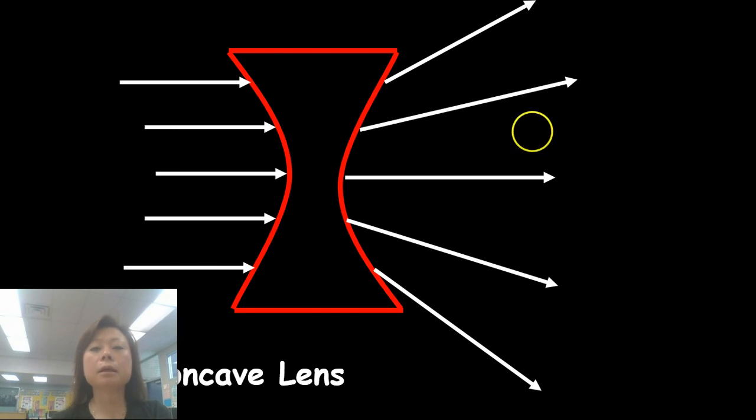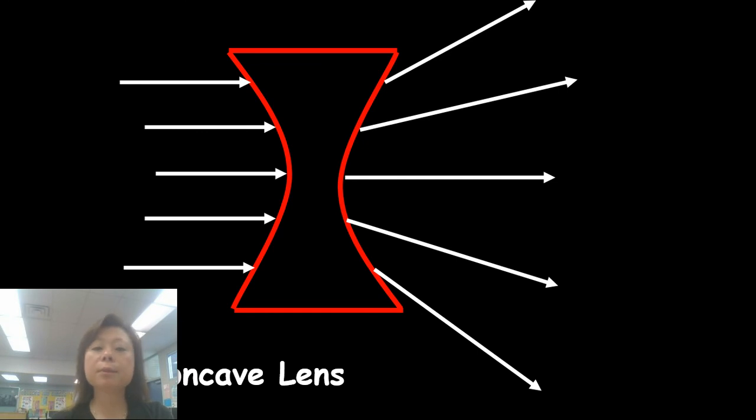And people with nearsightedness, people who can't see far away, they use this type of lens because their eyeballs are too long and the focal point doesn't come right on the retina. So they need to use this type of lens to make the light rays spread out a little bit so that it will reach the retina.